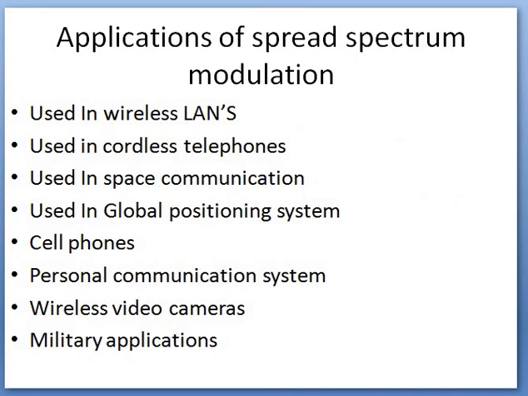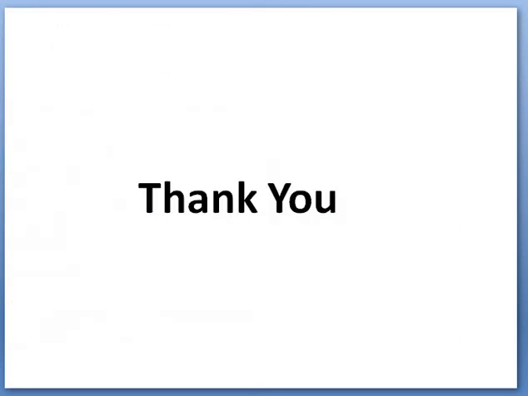As spread spectrum is designed for use in wireless applications, some wireless applications in which spread spectrum can be used are mentioned here, such as wireless LANs, cordless phones, space communication, GPS, cell phones, personal communication systems, wireless video cameras, as well as military applications. Okay, thank you.